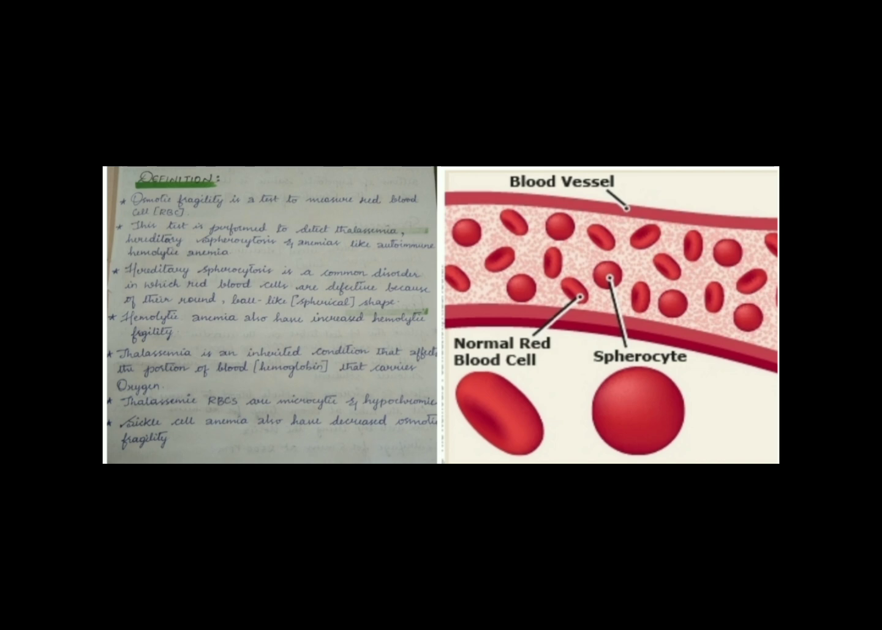What is osmotic fragility? It is a test to measure the fragility of red blood cells. This test is performed to detect thalassemia, hereditary spherocytosis, and anemias like autoimmune hemolytic anemia.